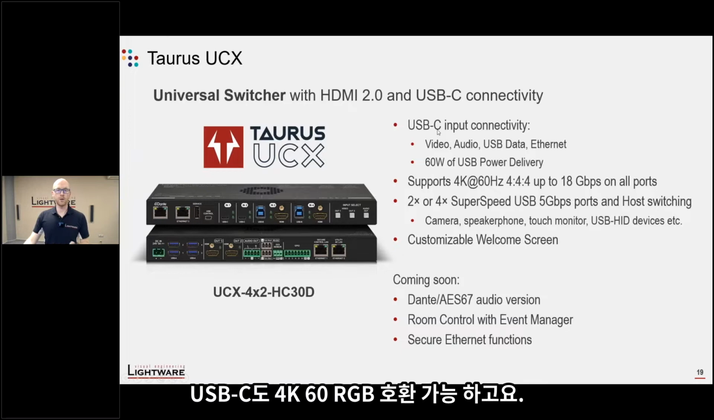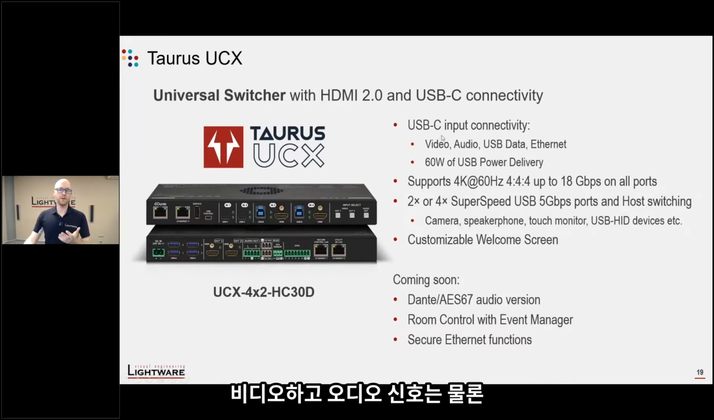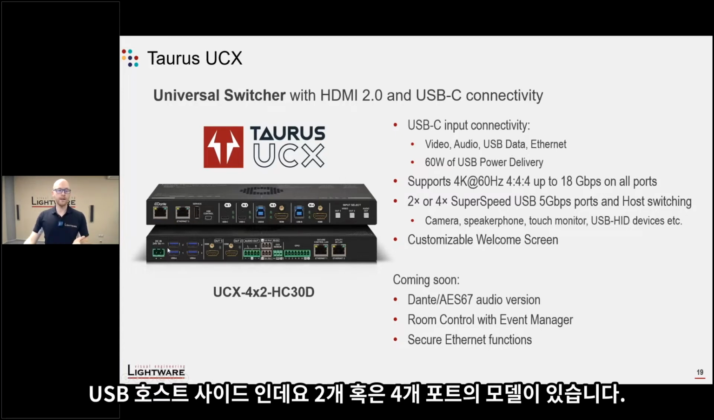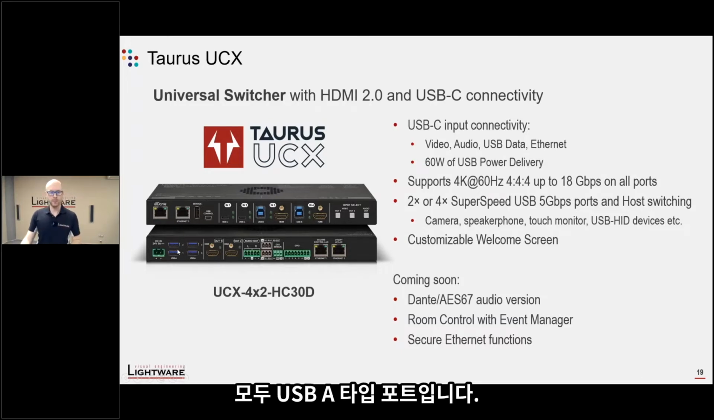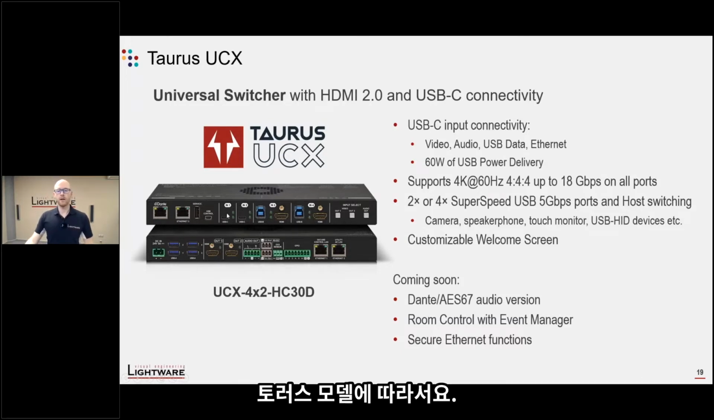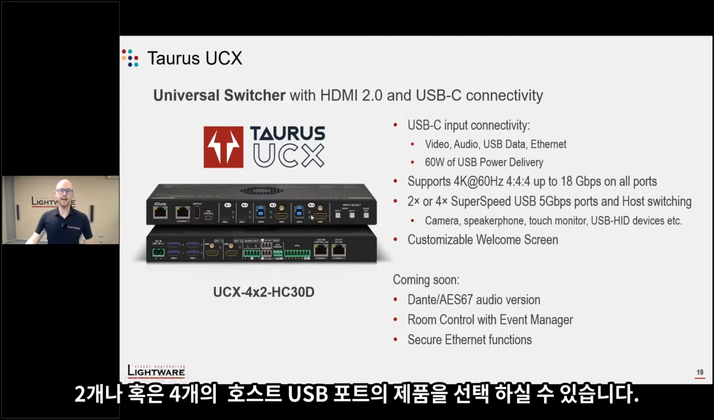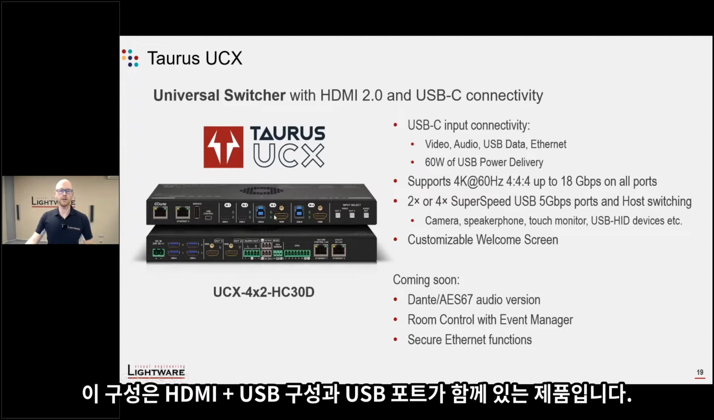The USB-C ports are also capable of 4K 60 RGB, but apart from video and audio, they can also handle USB data, Ethernet, and charging using the same USB-C cable. On the USB side, you can have 2 or 4 peripheral ports. They are called Type A ports. And depending on the size, again, you can have 2 or 4 host ports. This is HDMI plus USB, and we have USB-C variants as well.